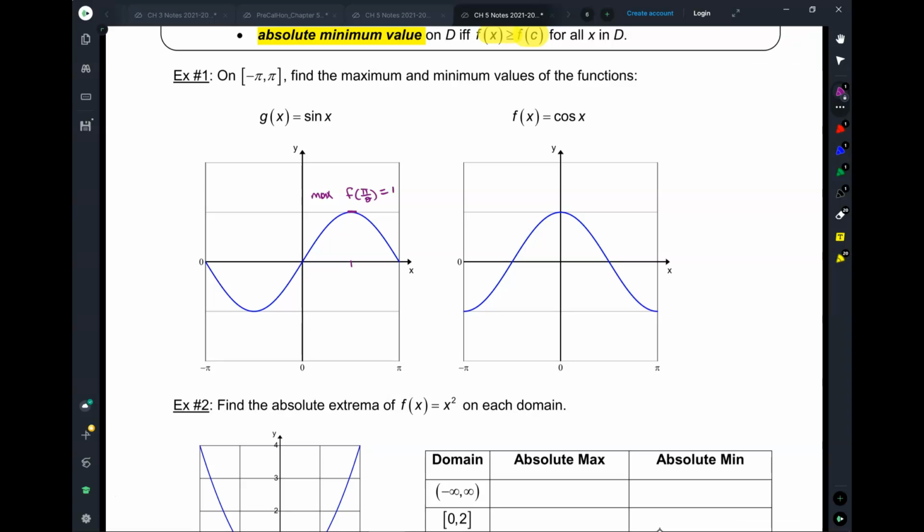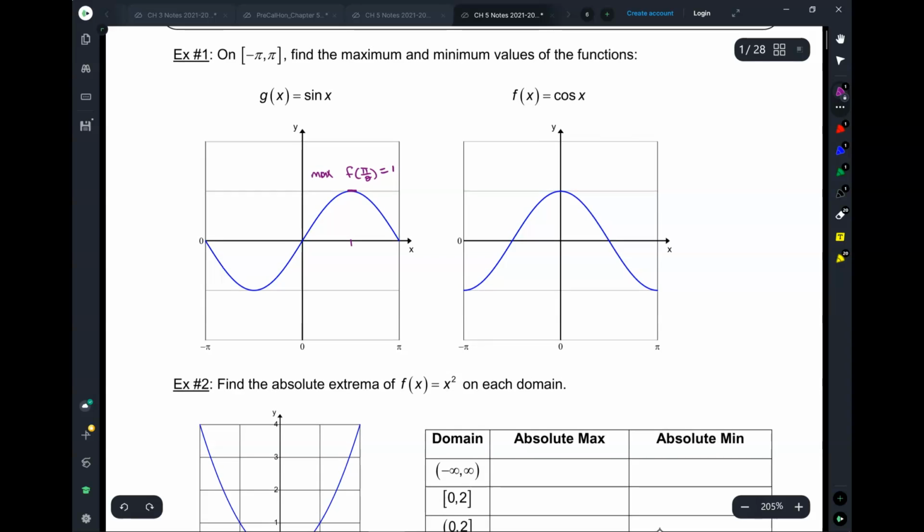And I know somebody's going to ask, do we have to write it that way? The answer is yes, because I want you to give me the x and the y values together. How do we know it's halfway? Well, because it goes from negative pi to pi, and that's halfway. And then here, this is f of negative pi over 2 equals negative 1. That's the minimum.